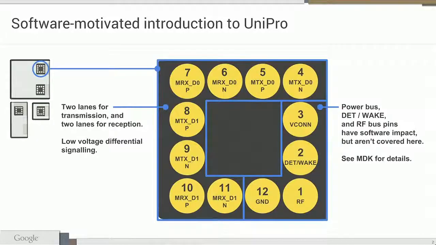So let's start at the hardware. You've seen the interface block in Spiral 2 before. The UniPro pins are on the left. There are a variety of other pins that do have software impact. They're not going to be discussed here, but the documentation in the MDK will fill in any blanks.